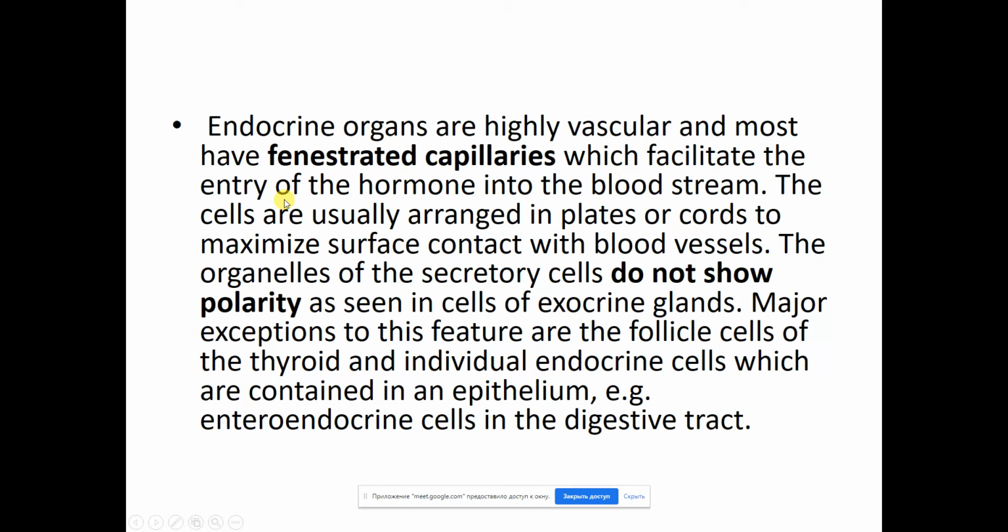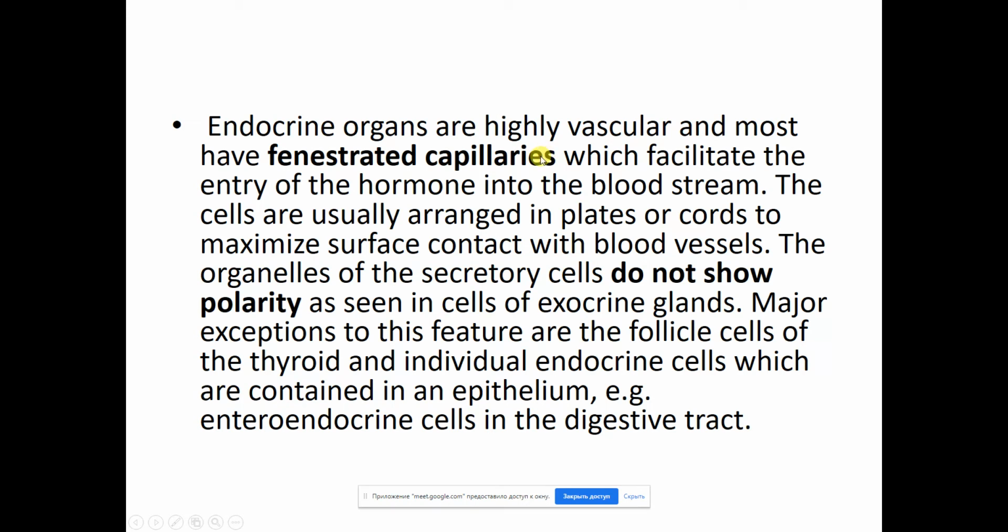So endocrine organs. What are the common features of all of them? These organs contain fenestrated capillaries. I want to remind you of this. I will remind you of this in cardiovascular system histology. But anyway, fenestrated capillaries. What are they?